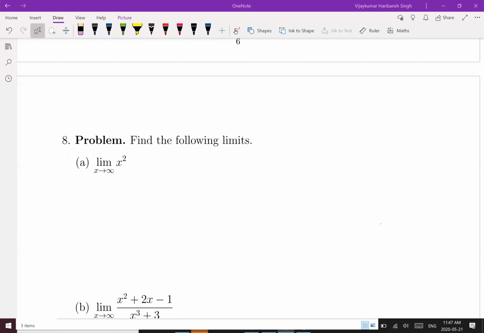So as x goes to infinity, where does x squared go? Think about it in the following way. If x gets bigger and bigger, x squared gets bigger as well. So this is going to be infinity.